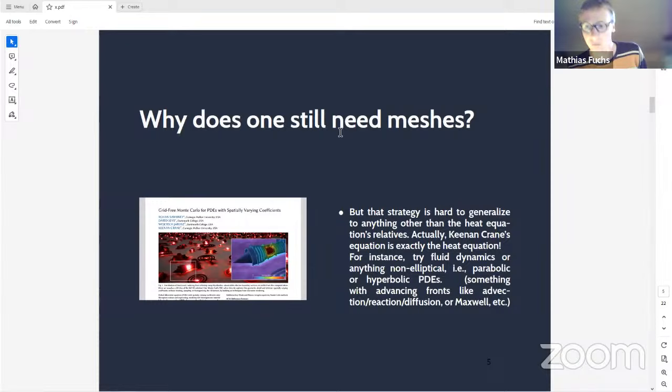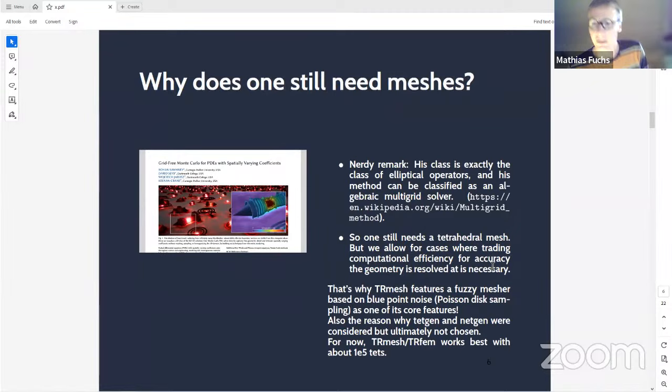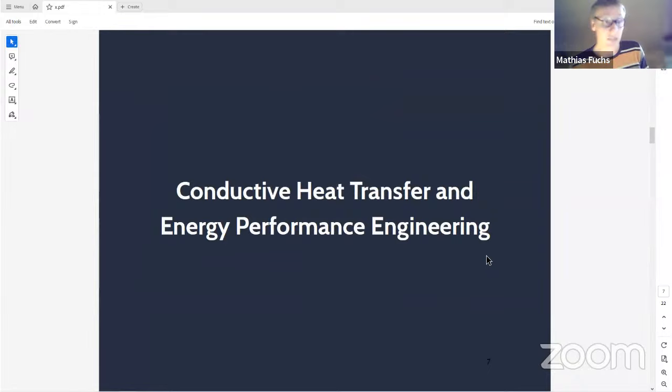So TetMesh is supposed to also solve parabolic and hyperbolic PDEs, or advancing fronts like reaction diffusion, Maxwell, and so on. So I hope to have convinced you at least somewhat that the days of tet meshes are not at all over. And let's now focus on heat transfer instead of general tet meshing.